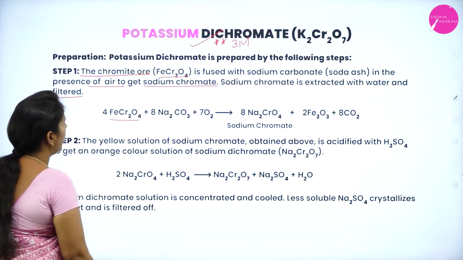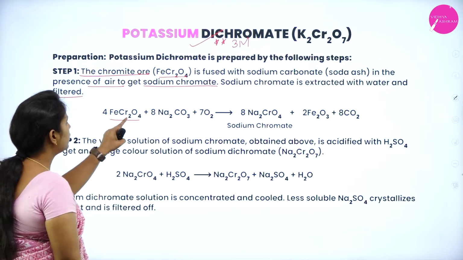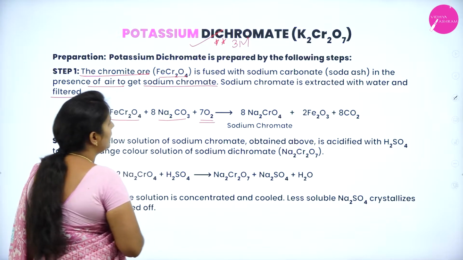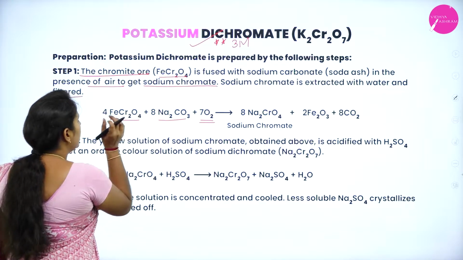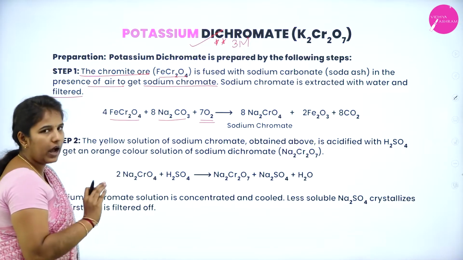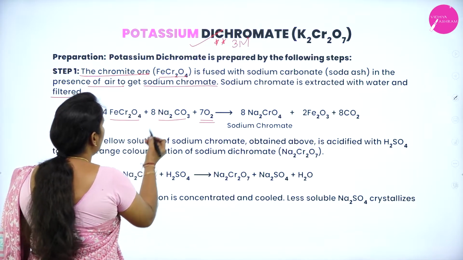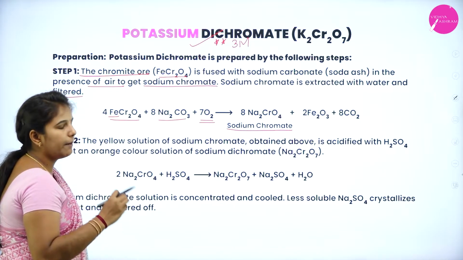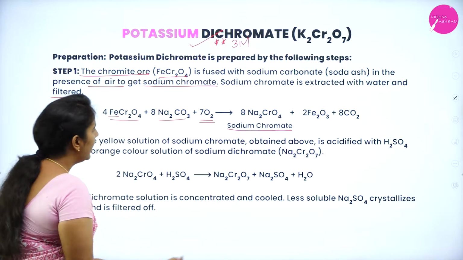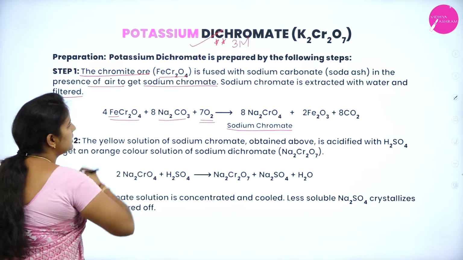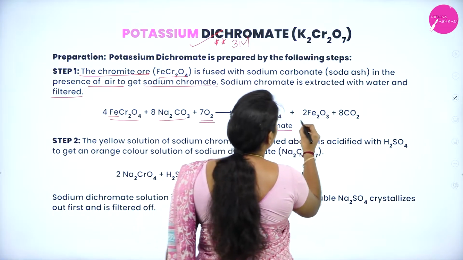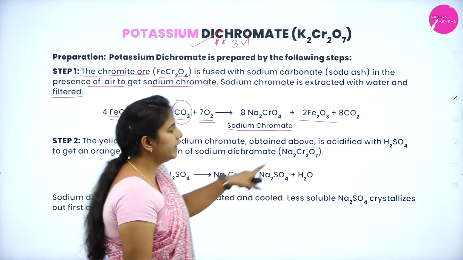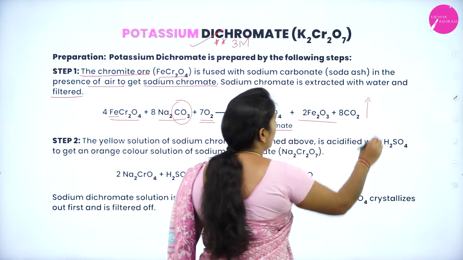I have considered the chromite ore, which is nothing but FeCr2O4, which is allowed to react with sodium carbonate in presence of air, which contains oxygen. When chromite ore reacts with sodium carbonate along with oxygen, sodium chromate will be formed. Here, the iron is replaced with sodium, forming sodium chromate. You can see that iron reacts with the oxygen forming iron oxide. The remaining carbon trioxide will be released in the form of carbon dioxide gas.